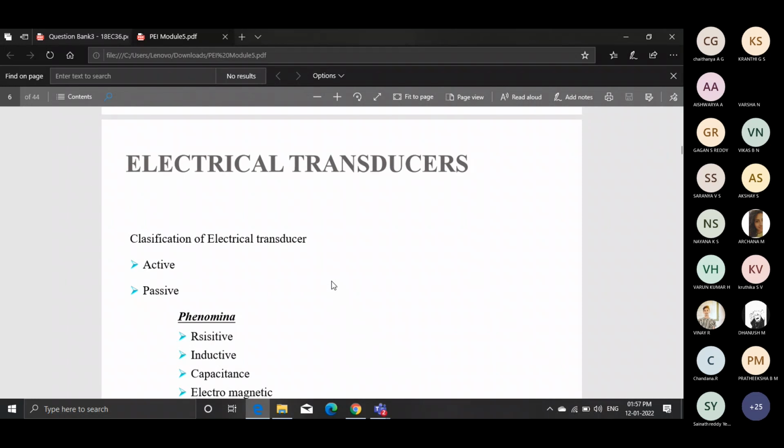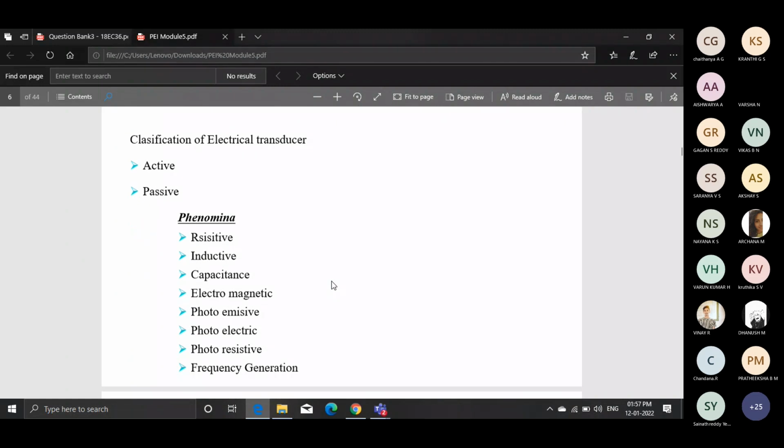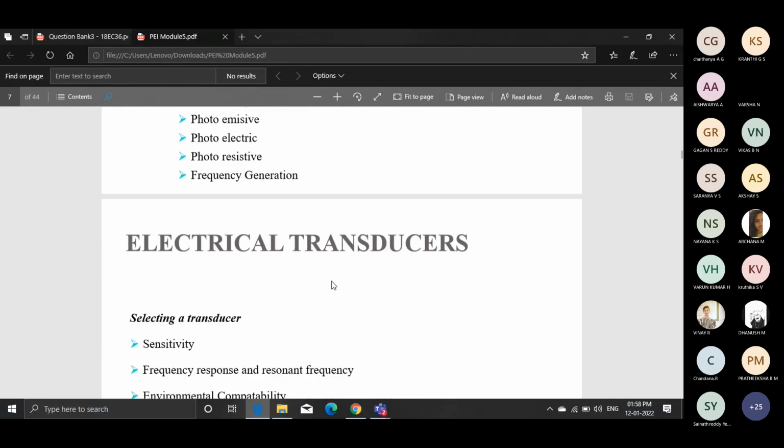Electrical transducers can be classified into two types: active electrical transducers and passive electrical transducers. Under passive: resistive transducers, inductive transducers, capacitance transducers, electromagnetic transducers, photo emission transducer, photoelectrical transducer, photoresistive transducer, frequency generation. So these are the types of classifications under passive.